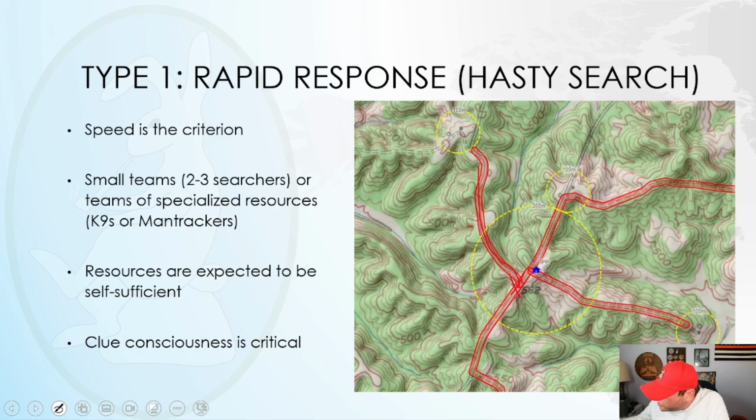You have one person checking this side of the road, one person checking this side of the road, and if you have a third person, they're kind of hanging back and bringing up the rear, while these two are focused off to the side. But anyway, it's a much tighter formation that's moving quickly.